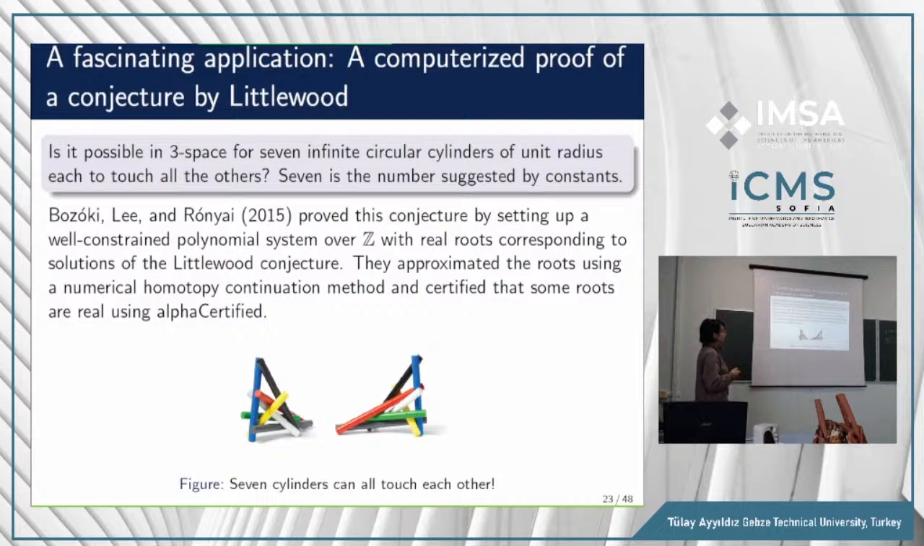So 7 is the number such as the, so I don't know what that means. But at the end, those guys, Ozodi, Lee, and Vanya, they actually used that package to prove a theorem, and they actually came up with a solution. There are more solutions, but these are two of them. So there are 7 cylinders, and they all touch each other. And this solution was using the alpha certified theory. So some theoretical mathematicians also use this approach.